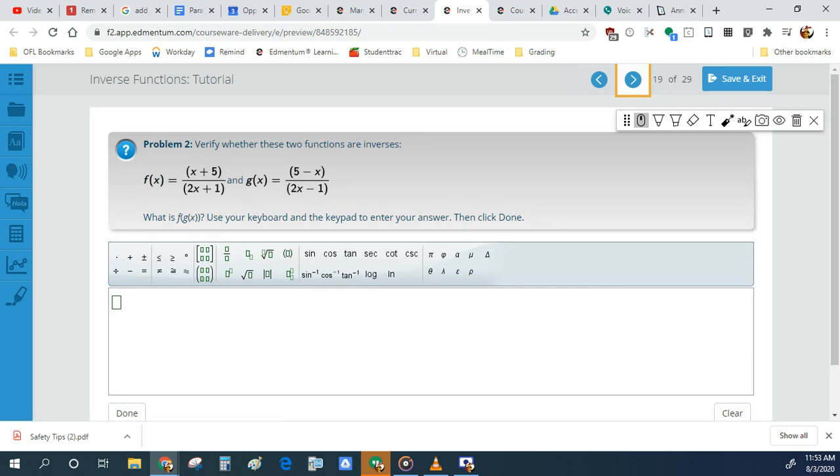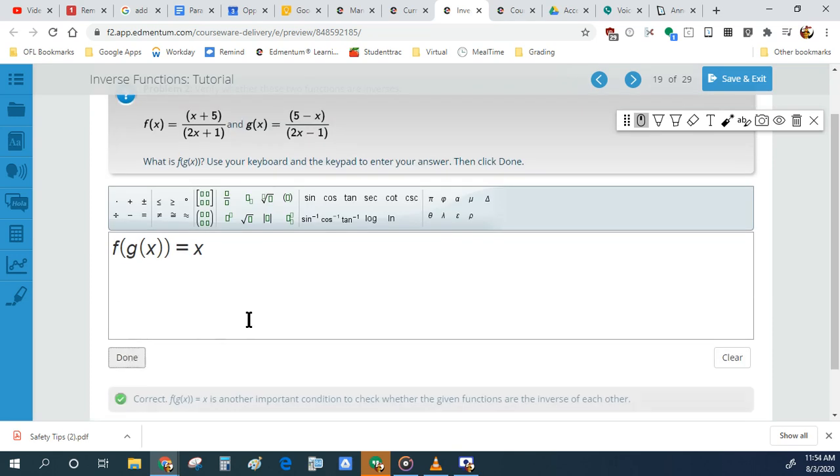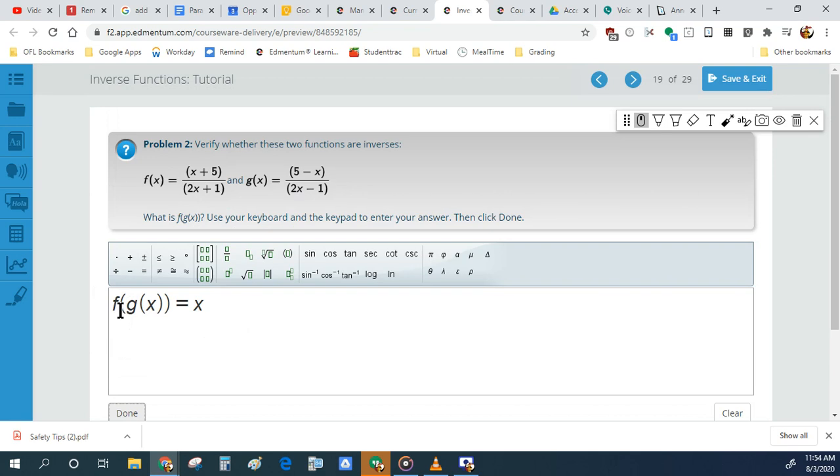So, oh, let me see. F of x is right. So for the first one, it would actually be f of g of x. Oh, this is problem number 2. I'm sorry. F of g of x is equal to x. This is what it considers the right answer to be. For the one before that, you just switch the g and the f. Does everybody kind of understand that? Good to go?